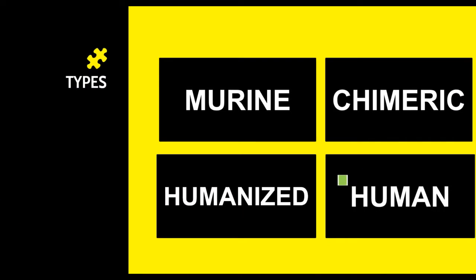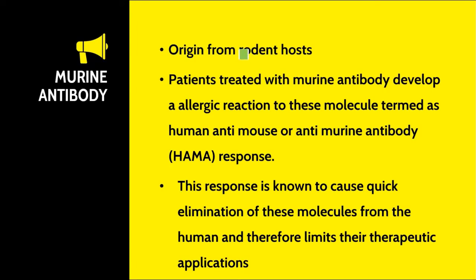There are four types of monoclonal antibodies. First is murine, chimeric, humanized, human. Let's begin with the first antibody, that is murine antibody. The origin of these murine antibodies is from the rodent host.